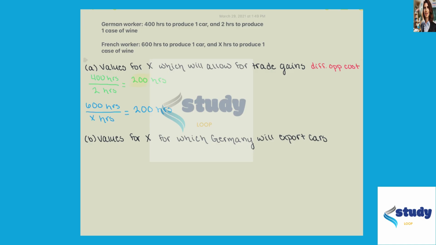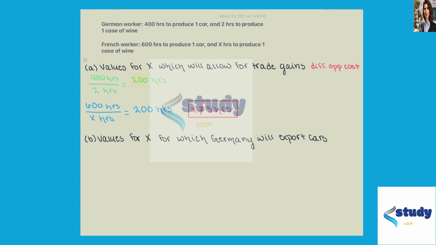So let's now solve for X right here, and what that'll give us is what X cannot be equal to. So if we solve for X, we get that X is equal to 3 hours, right? Because 600 divided by 3 gives us 200. So if X is equal to 3 hours, they will not benefit from trade, which means in order for trade gains to occur, we need X to not be equal to 3 hours. And that would be the condition that will allow trade gains to occur.